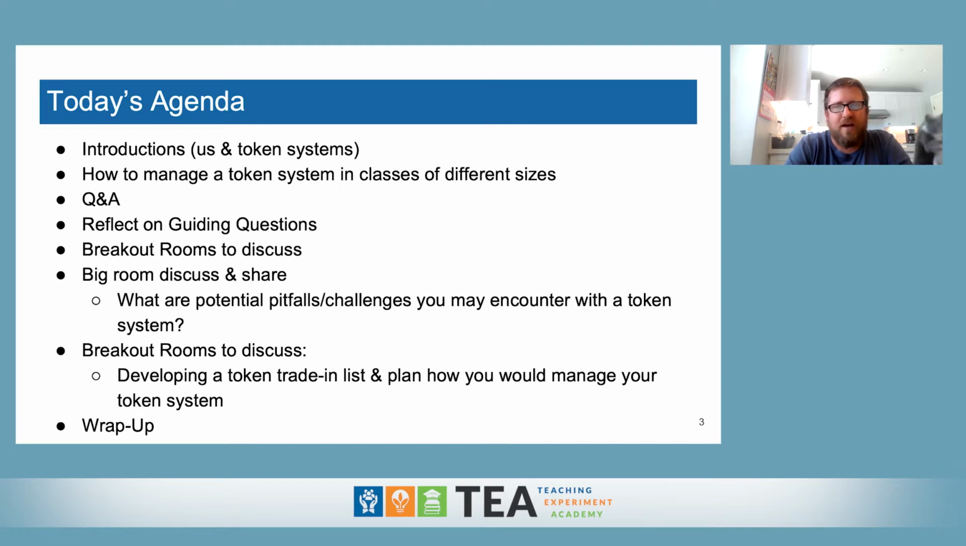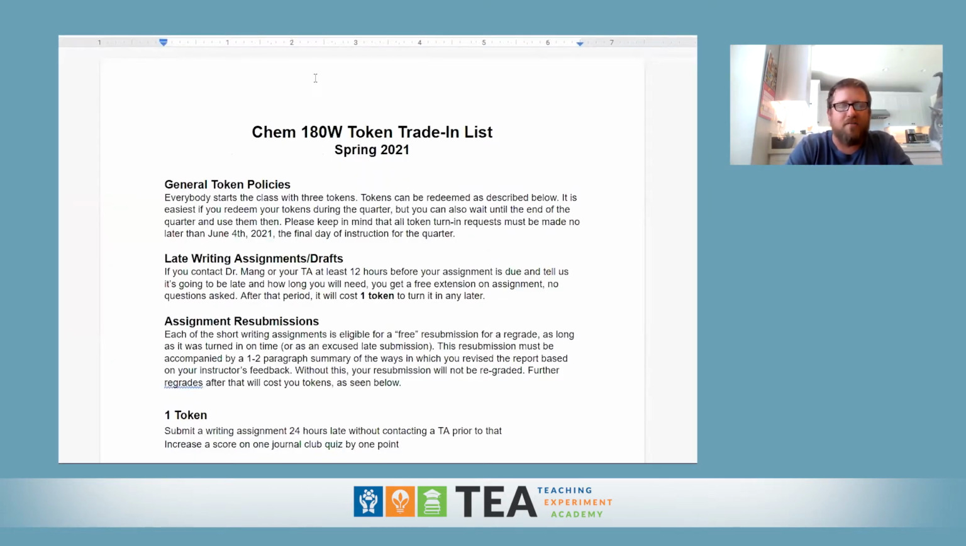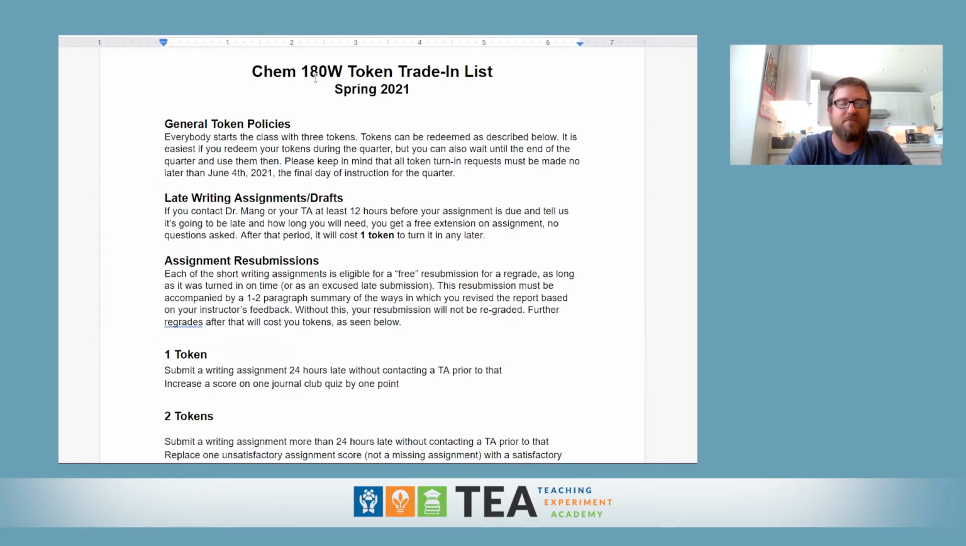So what I'll show you now is a couple of different token trade-in lists for a couple of different classes that I teach. In this one, Chem 180W is our senior thesis writing class. It's an upper division writing class only for chemistry majors who are participating in undergraduate research. This document has the same format in both of the ones that I'll show you. The idea is that it lays out the rules by which students can earn tokens and redeem tokens.